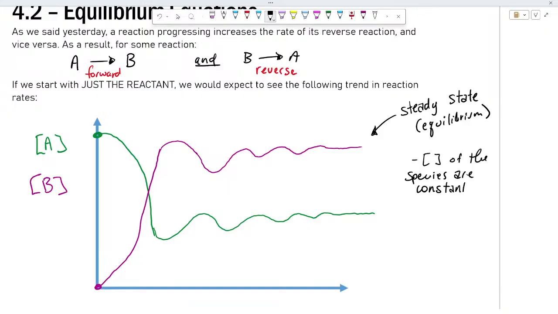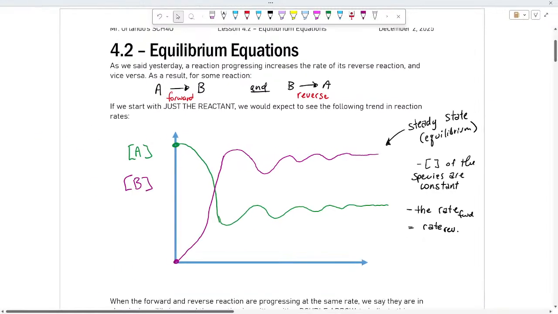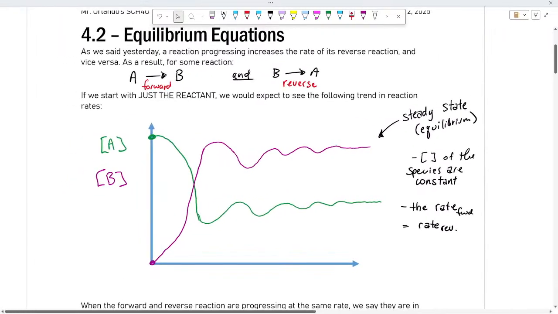And it's not actually that they're constant, it's that as quickly as A is being used up to make B, at the exact same rate, B is being used to make A. In other words, this is the point where the rate of the forward reaction is equal to the rate of the reverse reaction. That's our definition of what we call a dynamic equilibrium, or a chemical equilibrium, is that it's the point at which the rate of every reaction involved in a series of reactions, forward and reverse, are all equal to each other.